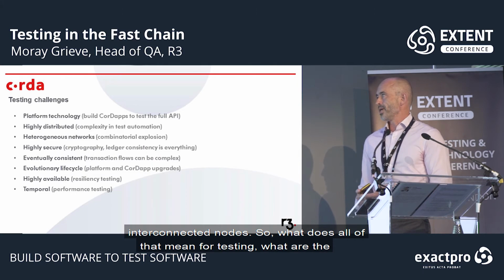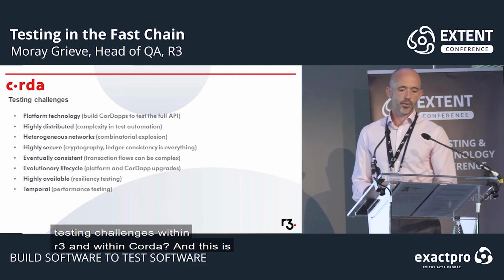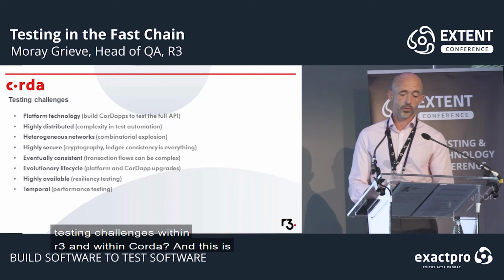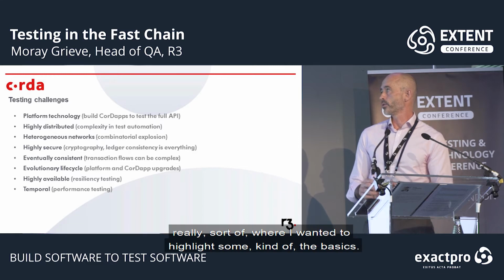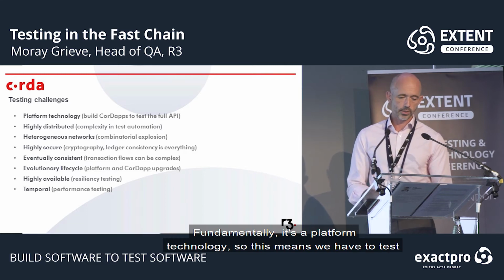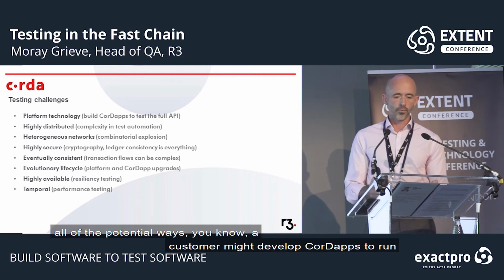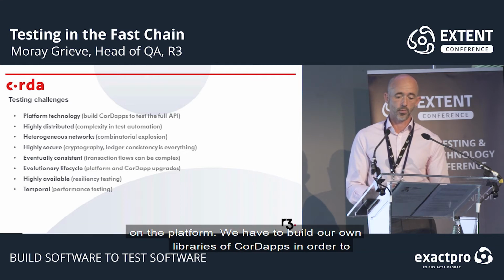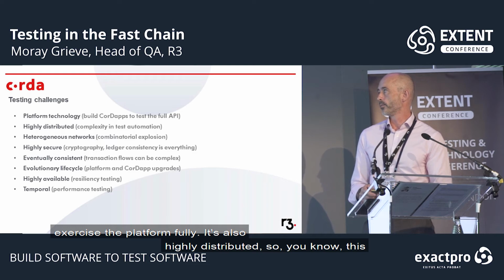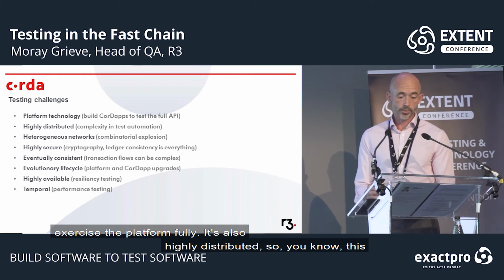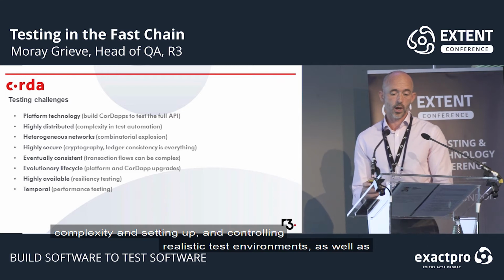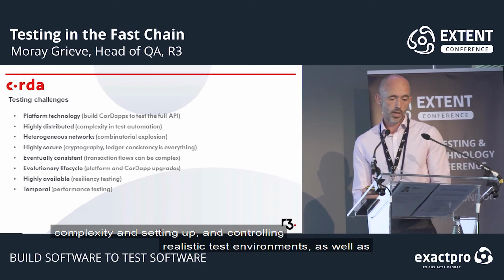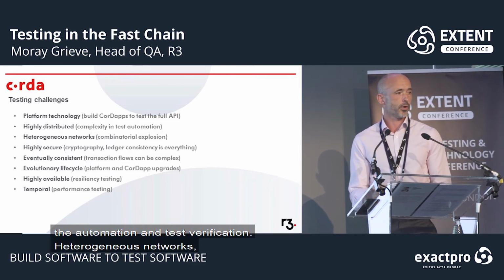So what does all of that mean for testing? What are the testing challenges within R3 and within Corda? And this is really where I wanted to highlight some of the basics. Fundamentally, it's a platform technology. So this means we have to test all of the potential ways a customer might develop Corda apps to run on the platform. We have to build our own libraries of Corda apps in order to exercise the platform fully. It's also highly distributed, so there's complexity in setting up and controlling realistic test environments, as well as automation and test verification.